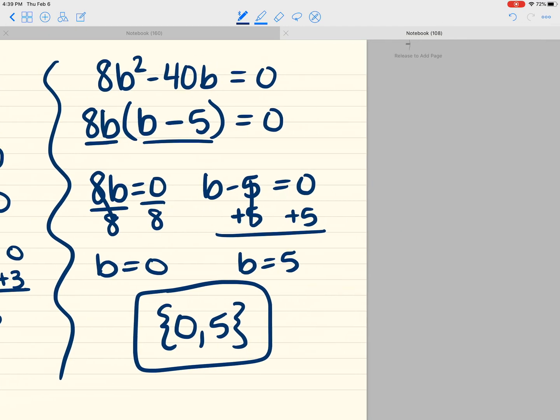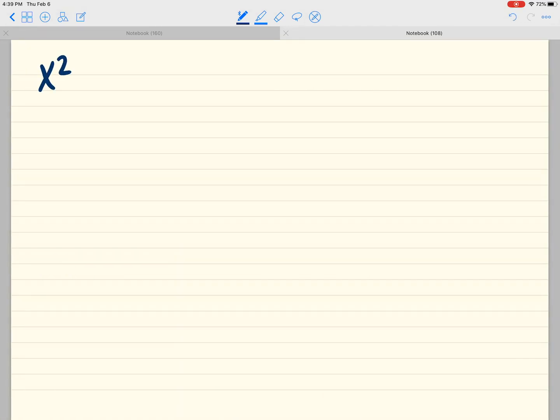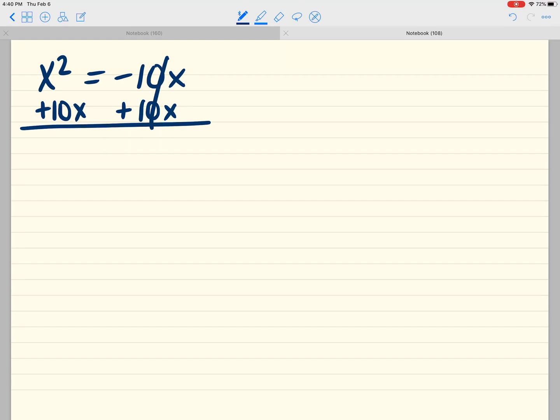All right, last one. Let's look at x squared is equal to negative 10x. Okay, so think about here. What is it that you want to have your equation equal to? We always want it set equal to 0. So all you need to do is add 10x to both sides to start. Now remember, those are not like terms, so you can't add them together. So we would get x squared plus 10x is equal to 0.